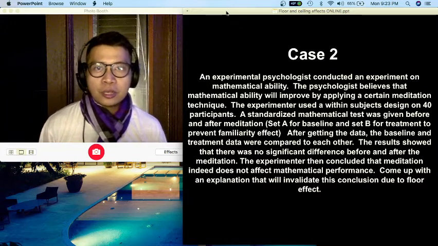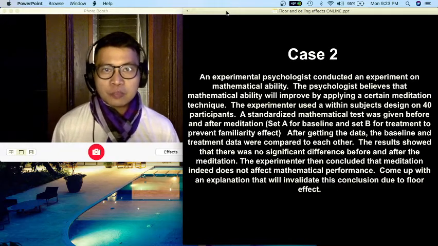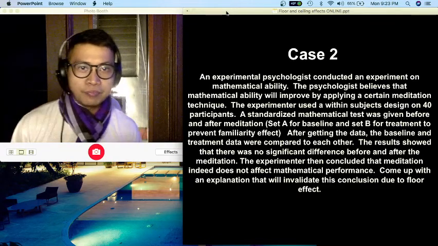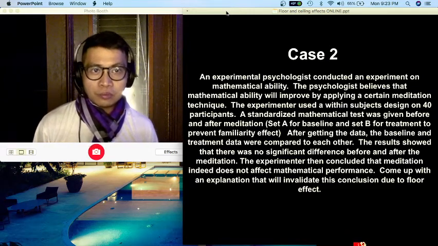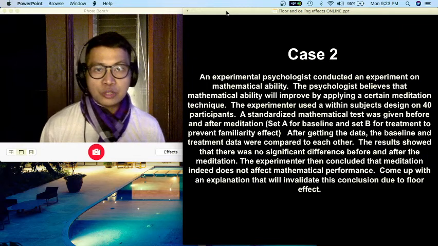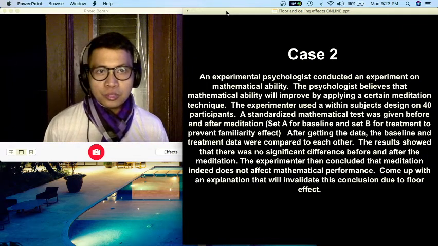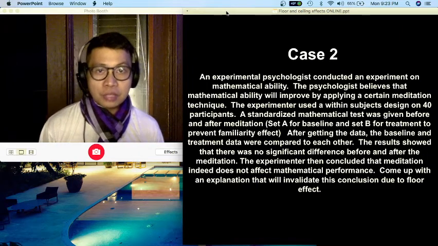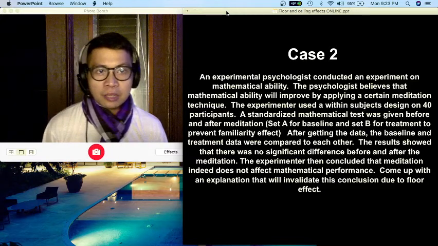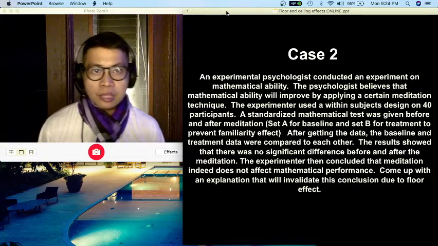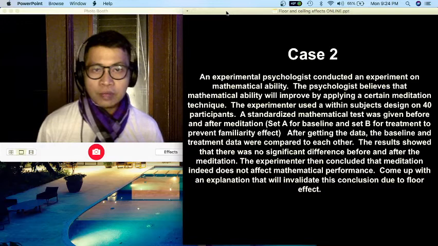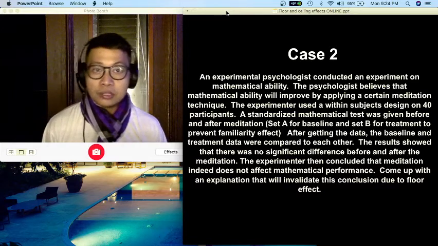Okay? So an experimental psychologist conducted an experiment on mathematical ability, but this time, the psychologist believes that mathematical ability will improve by applying a certain meditation technique. The experimenter used a within-subject design on 40 participants. A standardized mathematical test was given before and after meditation. So, ganun din, parang yung naunang case. Set A for baseline and set B for treatment to prevent familiarity or practice effects.